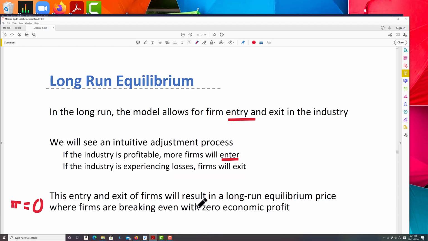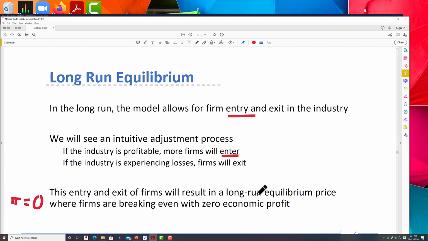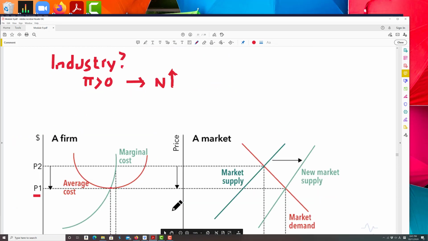Price is equal to average cost. No one has an incentive to exit the market or enter the market. So long-run equilibrium is characterized by zero economic profit.